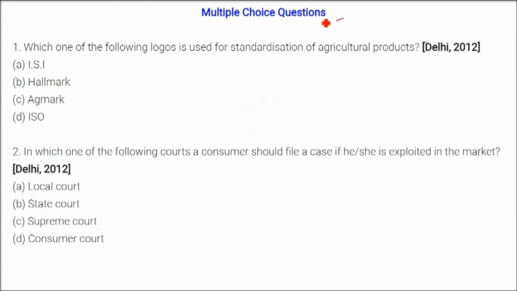Now the multiple choice questions. Which one of the following logos is used for standardization of agriculture products? Please understand, this is for agriculture products, and the answer is Agmark. So this is the answer, C. In which one of the following forums should a consumer file a case if he or she is exploited in the market? The answer is consumer court.